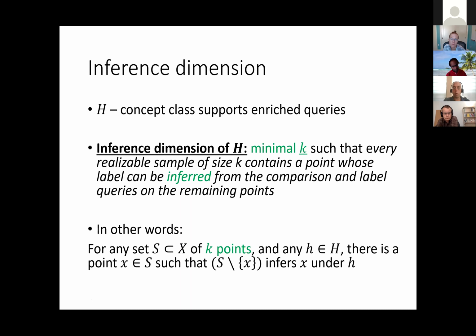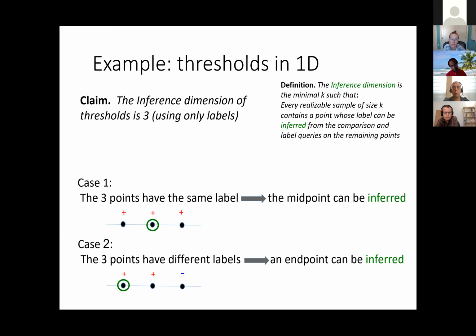So now let me show you 2 examples that hopefully would explain this definition that is, at this point, very abstract. So let's first look at thresholds in 1 dimension. And I'm claiming that in this example, the inference dimension is 3. So the inference dimension of thresholds in 1 dimension is 3. And here actually we only need labels. We don't even need comparisons. Why? Well, if I have 3 points on a line, let's assume that first all of them have the same label. Maybe they're all plus.